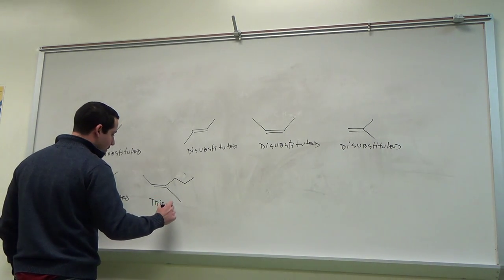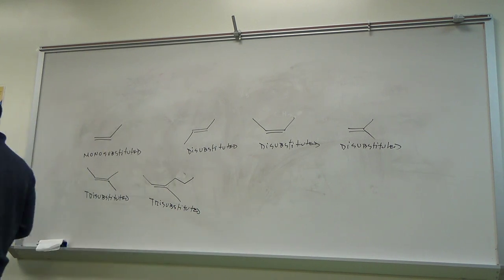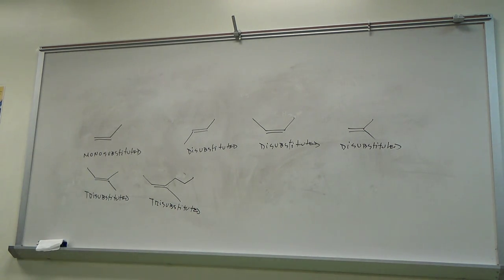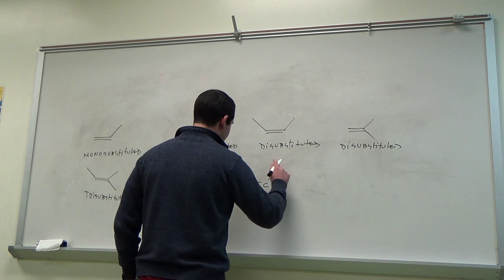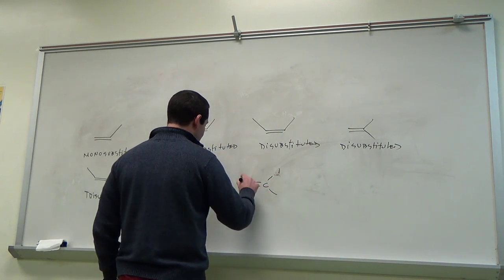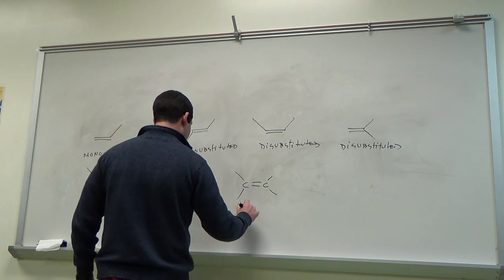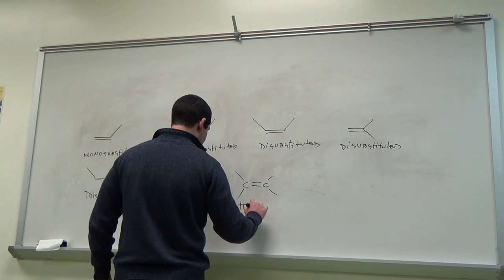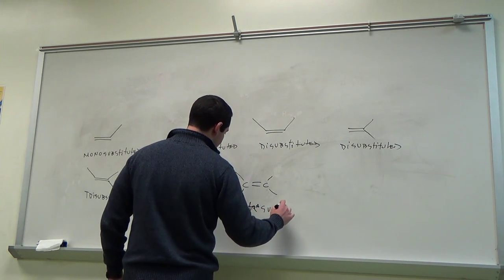So the length of the carbon chains on it does not matter. What matters is the first attachment on it. So that is tri-substituted, and this is tetra-substituted, yes? Tetra-substituted means that this double bond has four carbon attachments on it, or four substitutions.